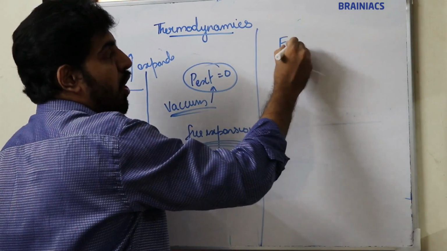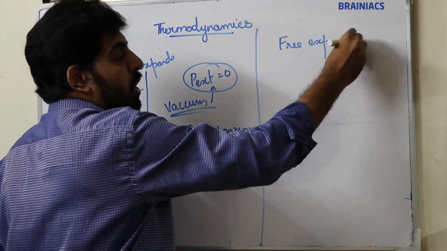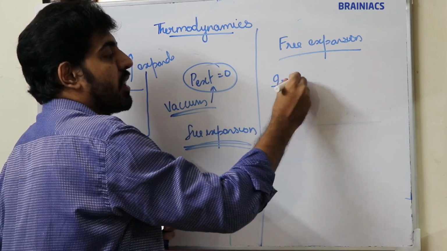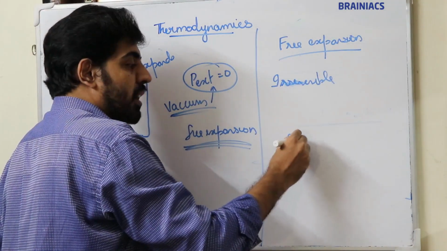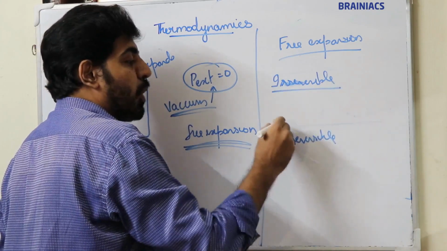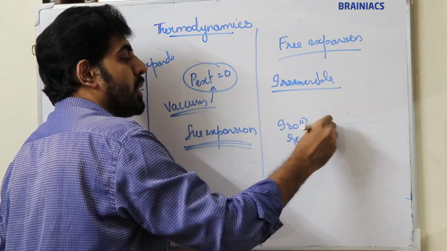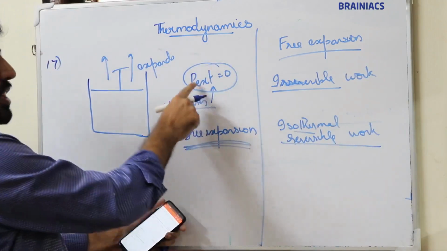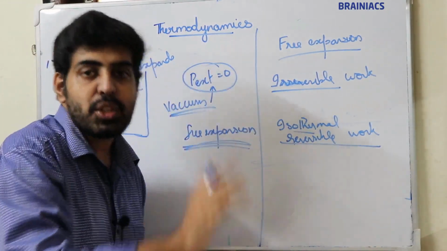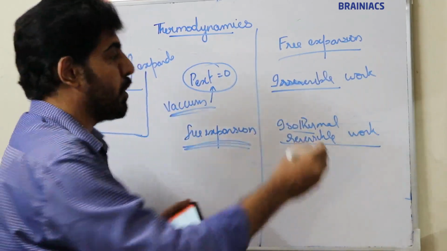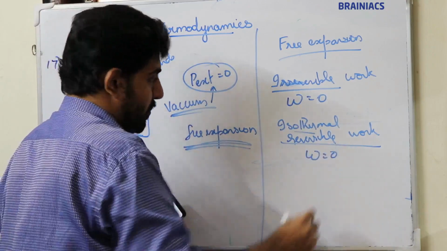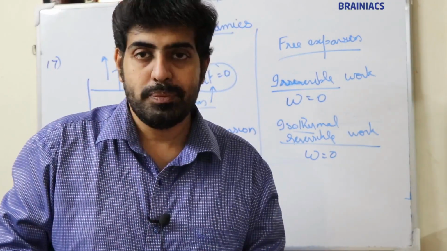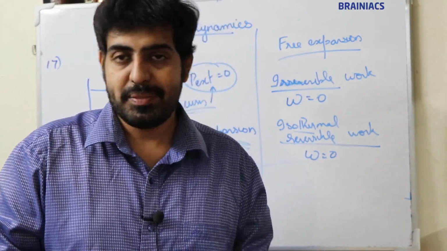Now for free expansion, that is expansion in vacuum, irrespective of the nature of the work, whether it's irreversible work or isothermal reversible work, the value of work will be equal to 0. So the answer is option 4, 0. I think it's clear. Moving on to question number 18.